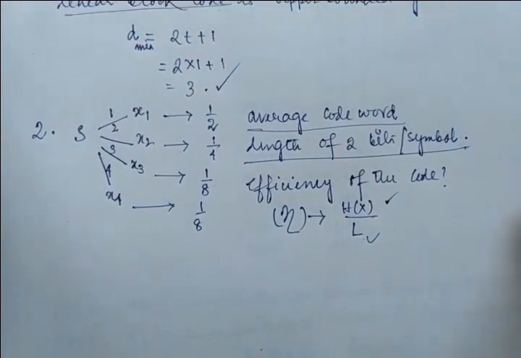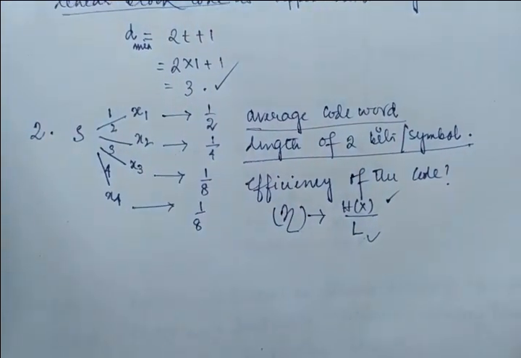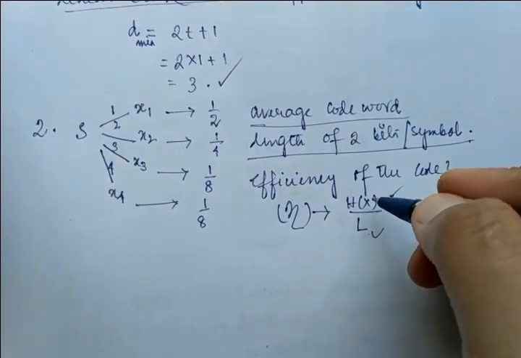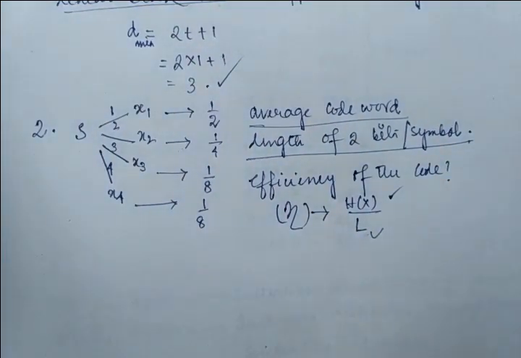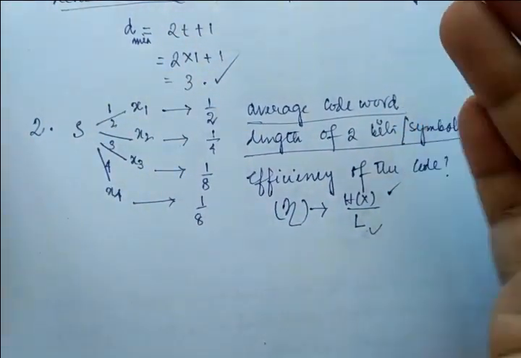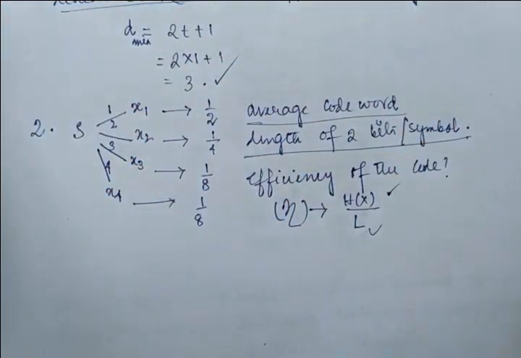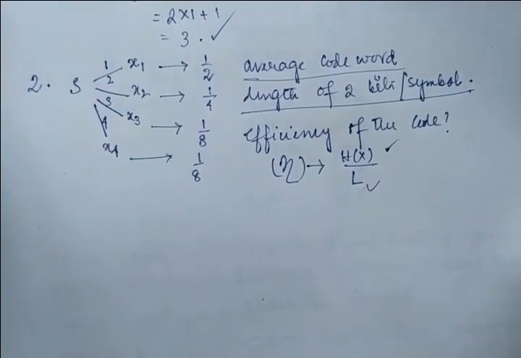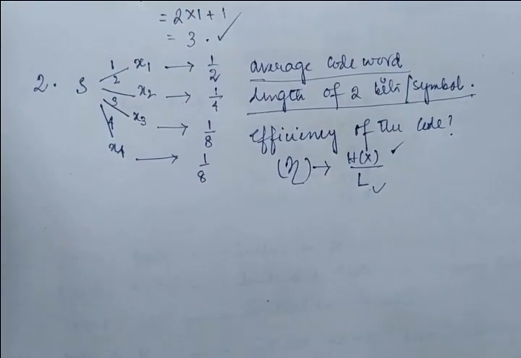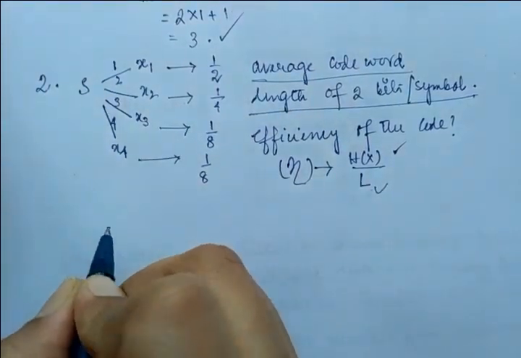So nothing too complex behind that. You have to calculate the efficiency using the formula Hx by L. L is already given, and Hx you have to calculate from the given probabilities. So it's a very simple problem. How can you calculate the Hx? Just by using the simple formula. Please recall the formula. What was that?